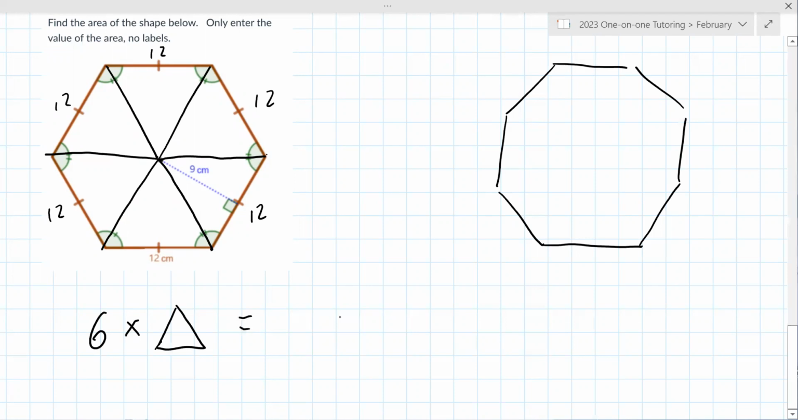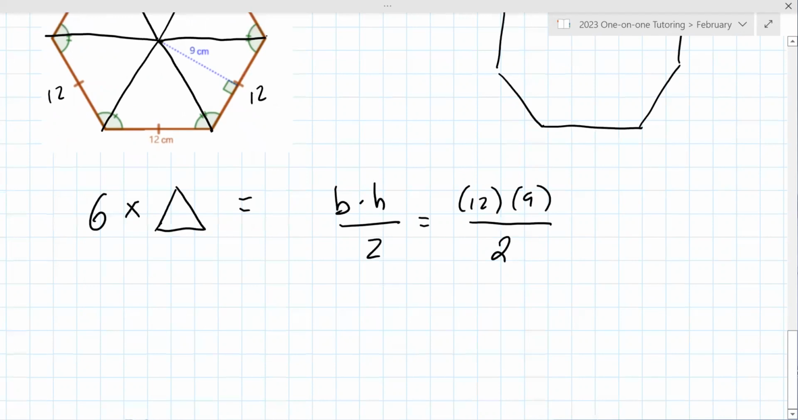Okay. So the area of one triangle is base times height divided by 2. And so it'd be 12 times 9, right? Yes, divided by 2. And so I'd multiply that, which would give me 108, and I divide that by 2, which would give me 54. Okay. And so I do 54 times 6. That's right. And then 54 times 6 would give me 324. And then I need to put in this so it'll be 324 centimeters squared.